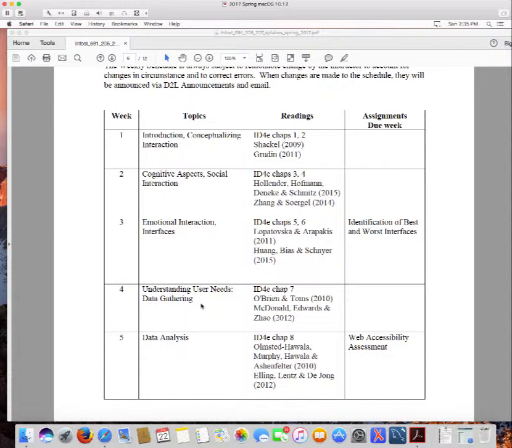Week 4, understanding user needs, data gathering. That's chapter 7. So this is where we start to distinguish this course from less, I would say, scientific approaches to this subject.